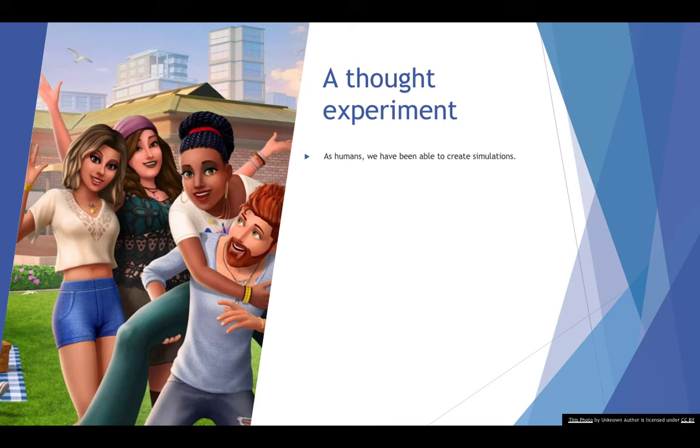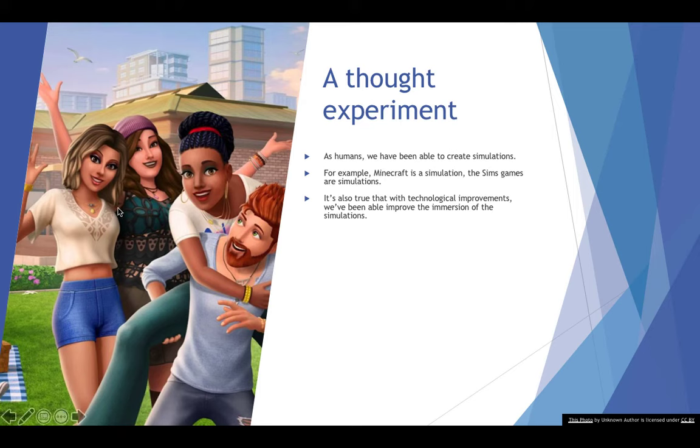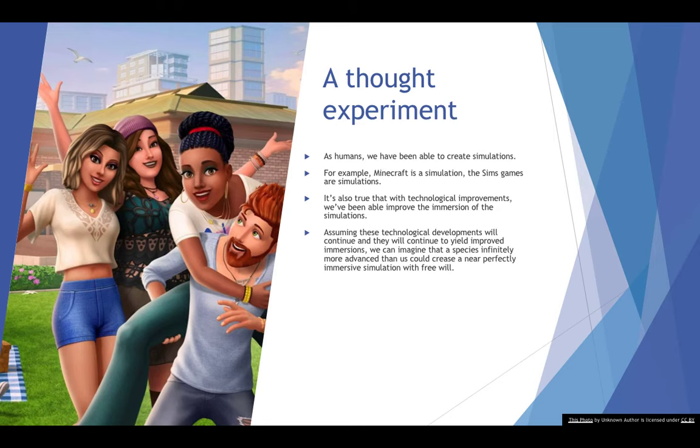So first of all, as humans, we are able to create simulations. Okay, that's true. We can create The Sims. Here you've got Minecraft, all these things are simulations. It's also true that with technological improvements, we've been able to improve the immersion of simulations. So the first ever Sims game didn't have the kind of graphics that this Sims game had, and it keeps on improving and improving and improving as technological improvements continue.